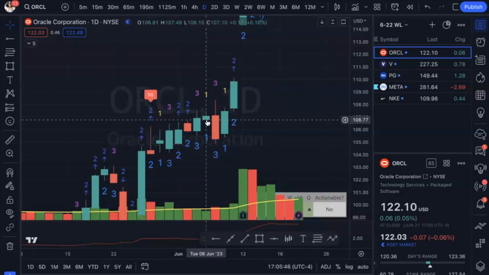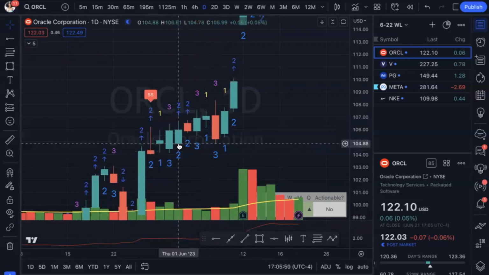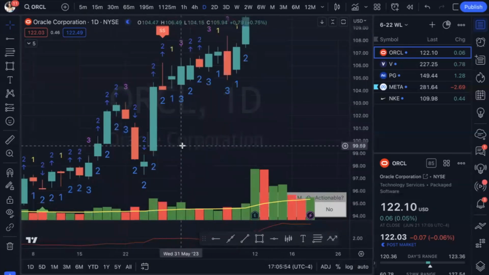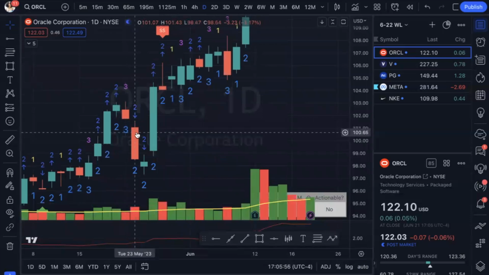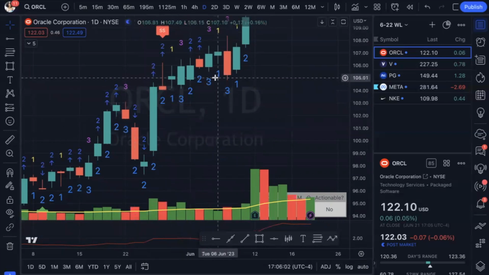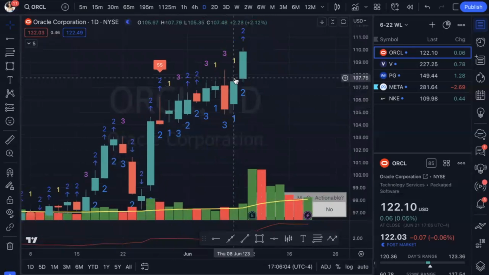The next candle that we're going to look at is going to be the twos, okay? So it can either be a 2 up, or it can be a 2 down. A 2 down essentially means that it's breaking the low of the candle that came before it, and the 2 up means that it's breaking the high of the candle that came before it. That is extremely important for you to remember.